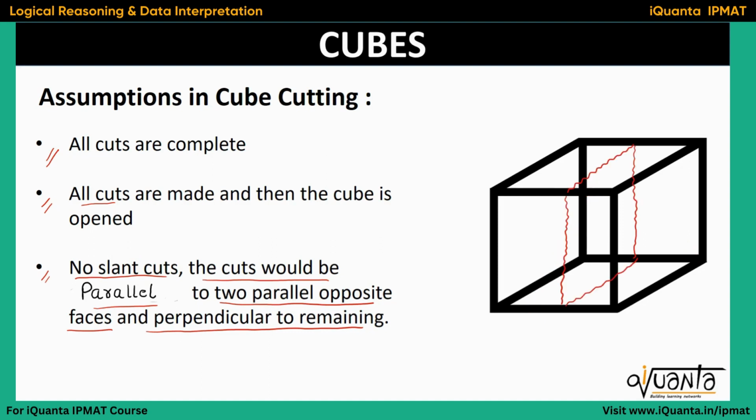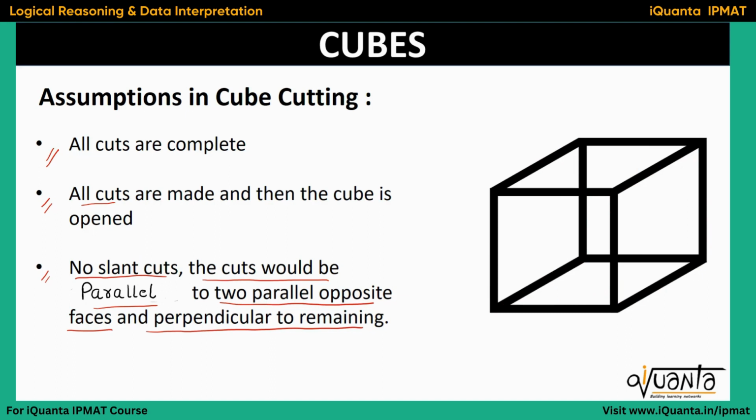Let us see how. So if this is the cut made, then this cut is parallel to this face and the face opposite to it, which is this face, and it will be perpendicular to the remaining 4 faces, this face, this face, this particular face and this particular face. I hope the assumptions are clear to you.